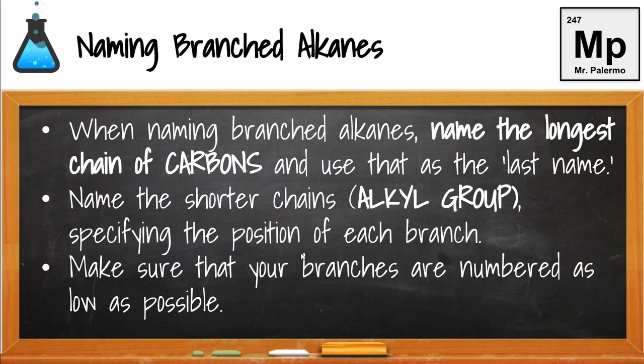In order to name these branched alkanes, all single bonds, we're going to name the longest chain of carbons first, and we're using that as the parent name or last name. And we're going to name these shorter branches called alkyl groups, and we're going to specify which carbon they are sticking off of, and giving that position the lowest possible number, so we can number left to right or right to left.